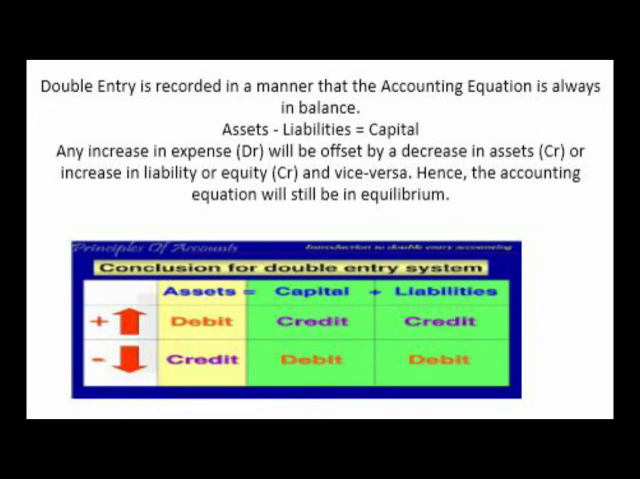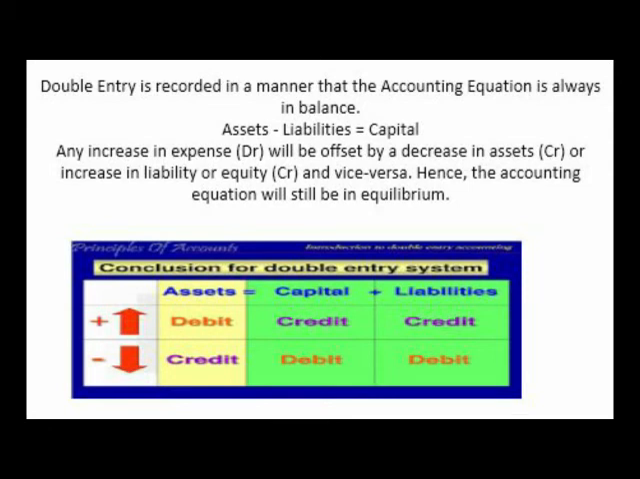Double entry is recorded in a manner that the accounting equation is always in balance. The accounting equation is assets equal to liabilities plus capital, or we can say that assets minus liabilities is equal to capital. An increase in expense (debit) will be offset by a decrease in assets (credit), or an increase in liability or equity (credit), and vice versa. Hence the accounting equation will still be in equilibrium, as I have discussed in the previous sessions as well.